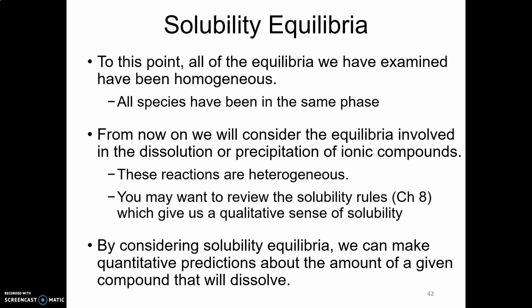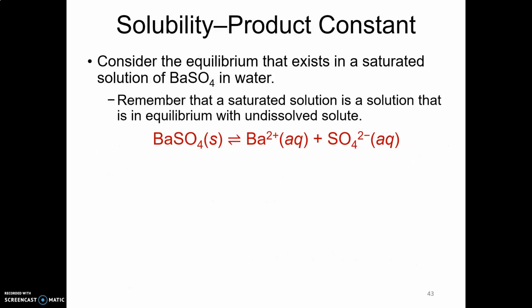And it also means that we can start trying to figure out how much of a compound will dissolve in a given amount of solution. So based on the solubility rules you learned in chapter 8, you know if it will dissolve or not, but now we're adding a quantitative component to that: how much will dissolve, right? So here's an example. Here we have solid barium sulfate, and we're going to add it to water, which isn't represented here because it's not going to show up anyways.